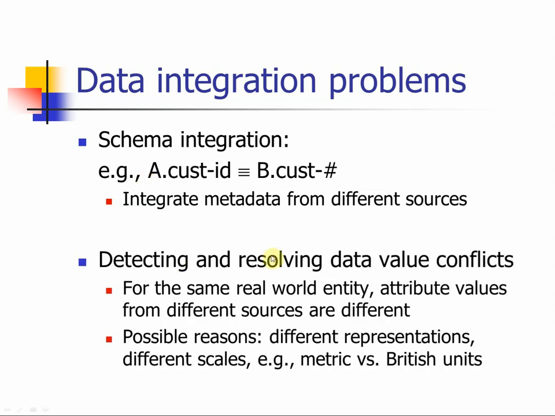There is also detecting and resolving data value conflicts. For the same real-world entities, attribute values from different sources are different. So even though you know the two records are the same person, the values are not matching with each other. Maybe one was taken 1 year before, and the other one after the disease has been in effect. How do you handle that? There are also possible reasons including different representations using different scales, such as metric versus British units. So there are a lot of different things that can happen in this type of data integration problem.